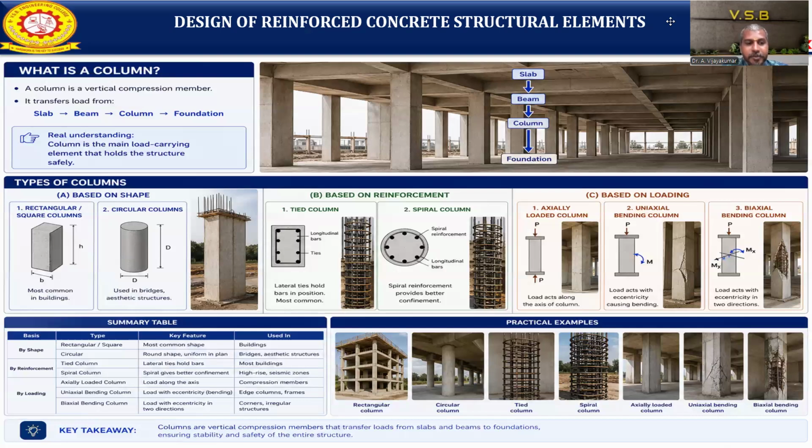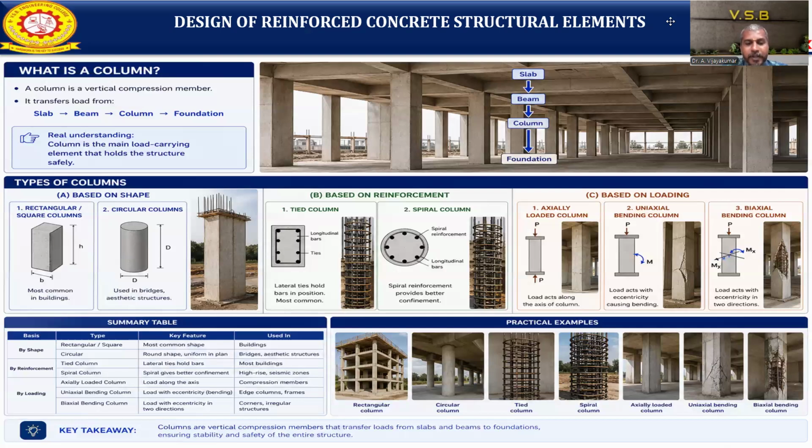Based on the reinforcement, we have two types of reinforcement. We discussed the tied column and the spiral column. So, what is a tied column? Lateral ties hold the bars. In the spiral column, the spiral gives better confinement. So most buildings can use the tied reinforcement column.